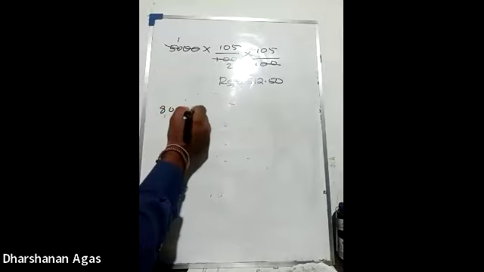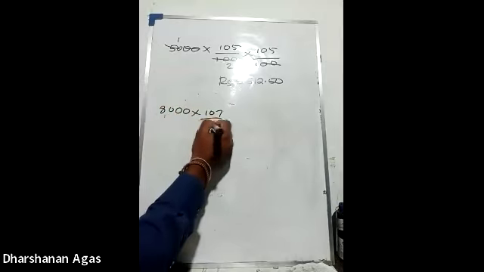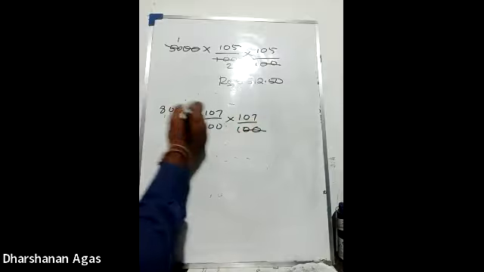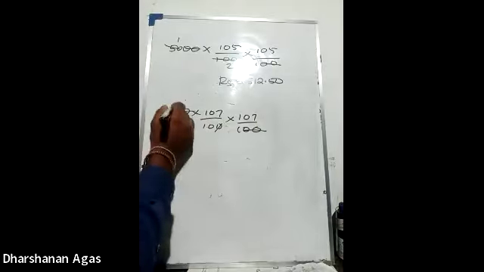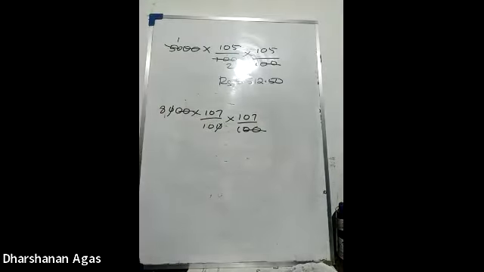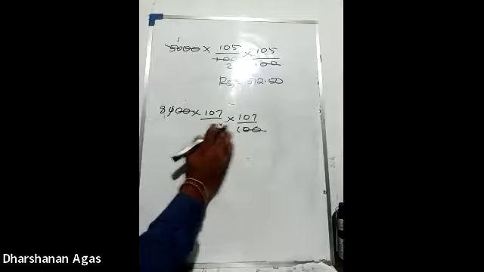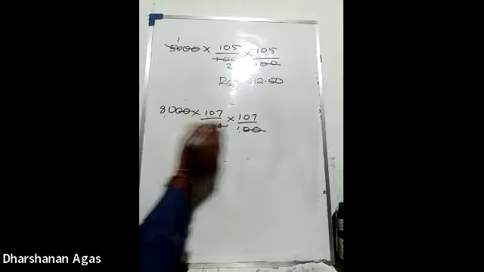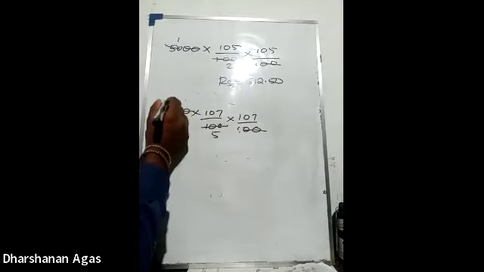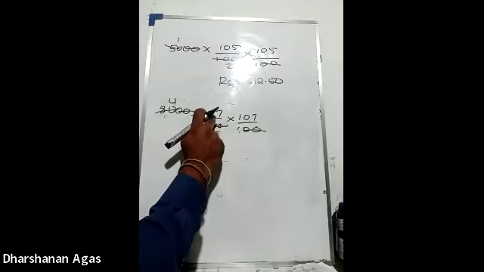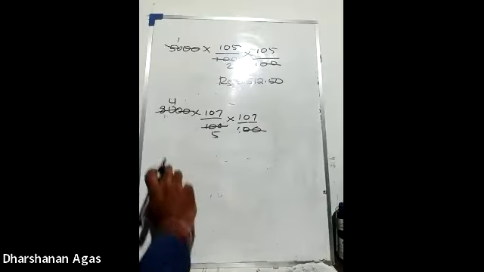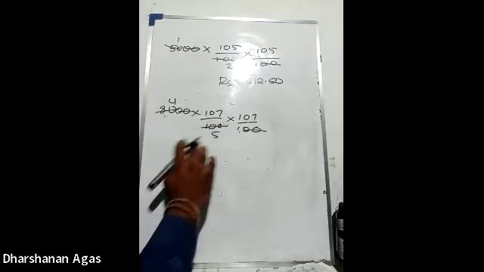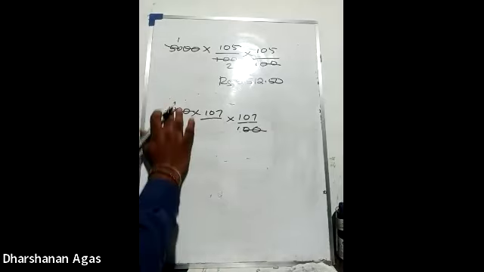8,000 into 107 over 100. Again 107 over 100. Similar, two zeros, cut 10. Okay. If not, do like this. 100 divided by 20, 100 divided by 25. 80 divided by 24. Now multiply 107 by 4 and divide it by 5. Okay, if students are thinking it's difficult, cut 10, that is also easy.